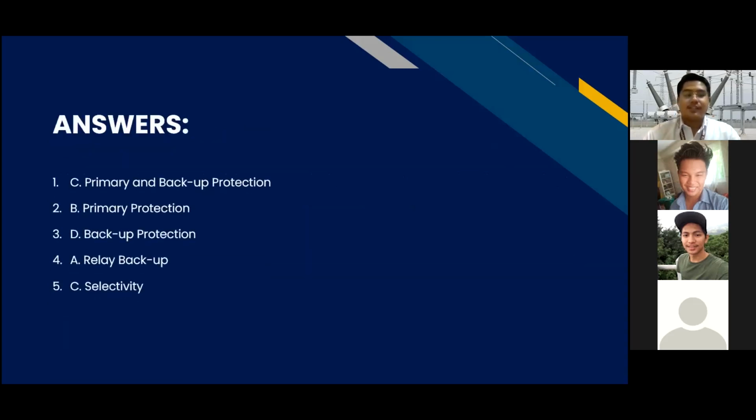And for the answers, for question number 1, the answer is C, primary and backup protection. For question number 2, the answer is B, primary protection. For question number 3, the answer is D, backup protection. For question number 4, the answer is A, relay backup. And for the last question, the answer is C, selectivity. Thank you for your cooperation. This is not graded, and the only intention of this pretest is to test your initial knowledge.